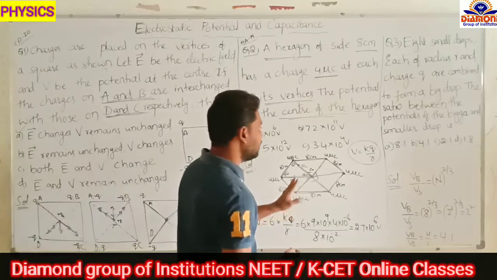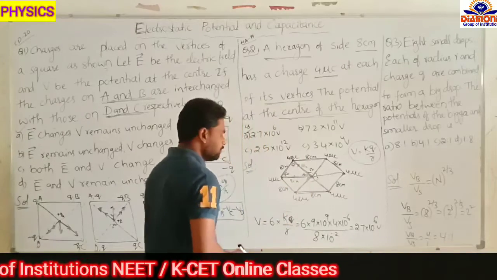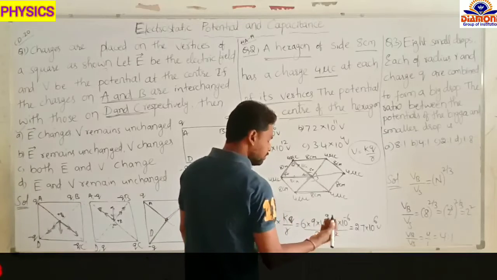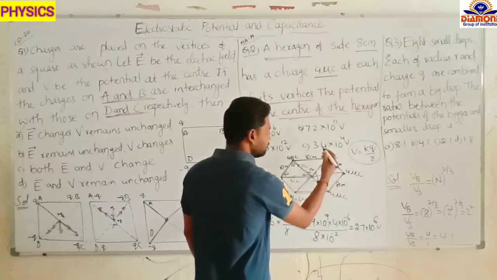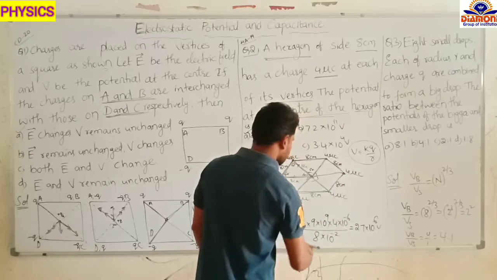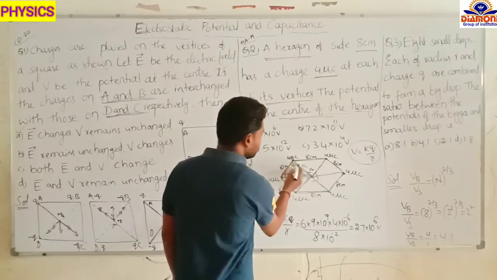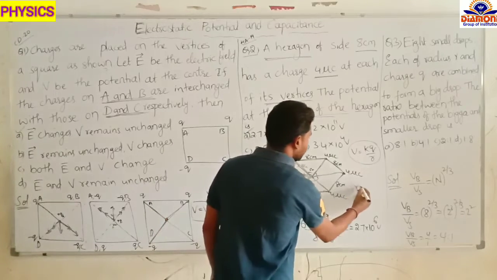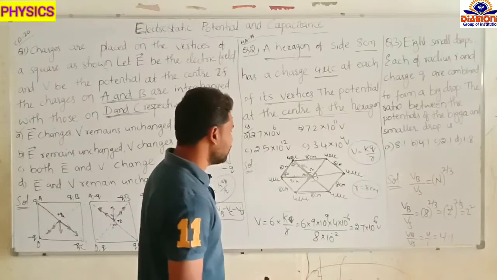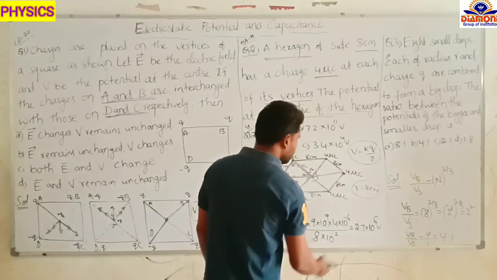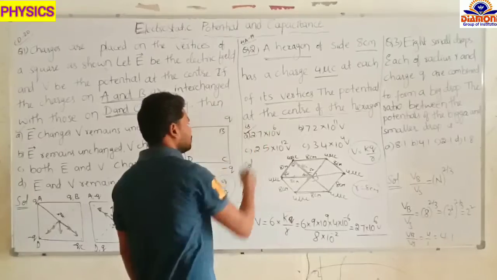If the charges are identical and if they are at the same distance from the center, then we will use it like this. So 6 into K, whose value we know is 1 by 4 pi epsilon naught, or 9 into 10 power 9. Each charge is nothing but 4 microcoulomb, 4 into 10 power minus 6, by R. R is nothing but the length of this side. So the side's length is 8 centimeter, which converted into meters is 8 into 10 power minus 2. Then simplify, and we will get the answer 2.7 into 10 power 6 volt.